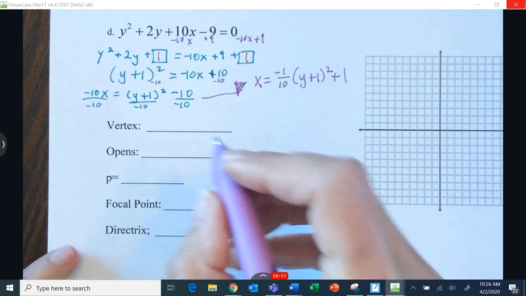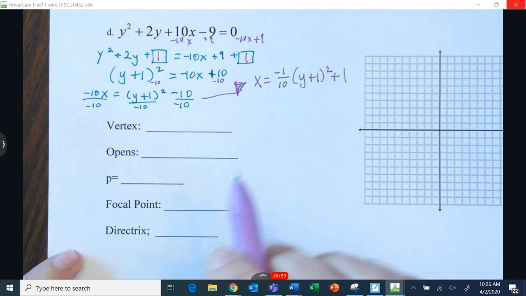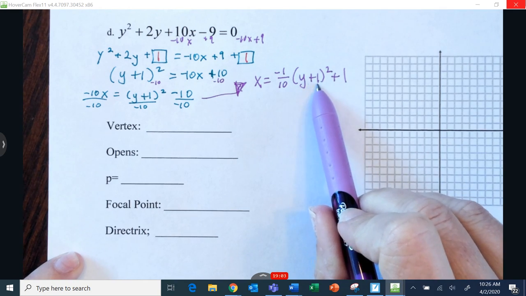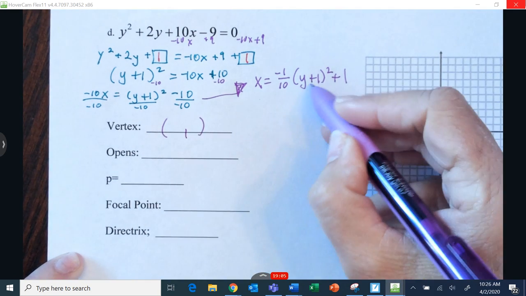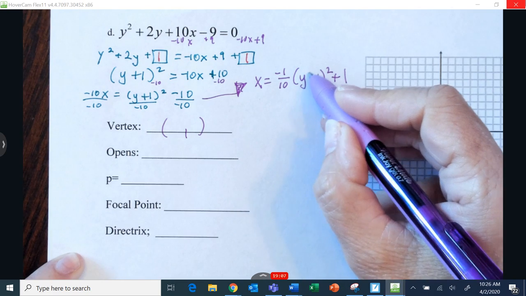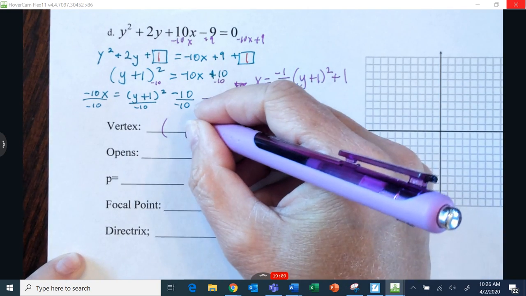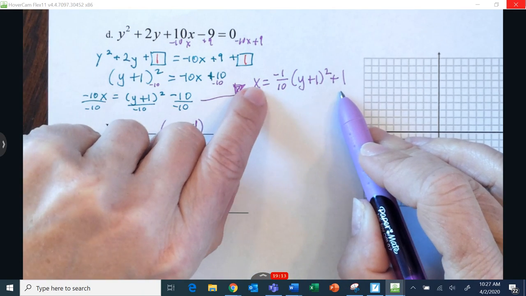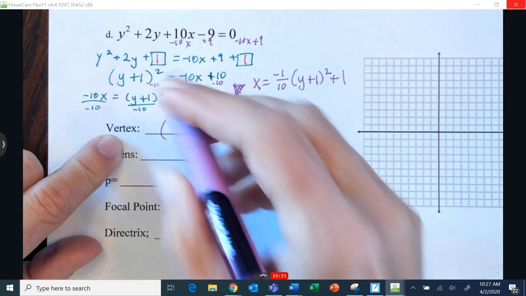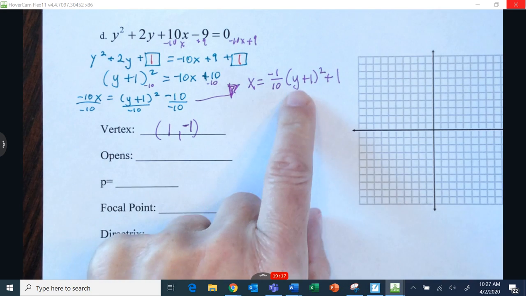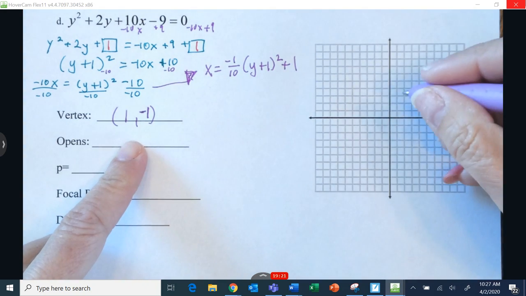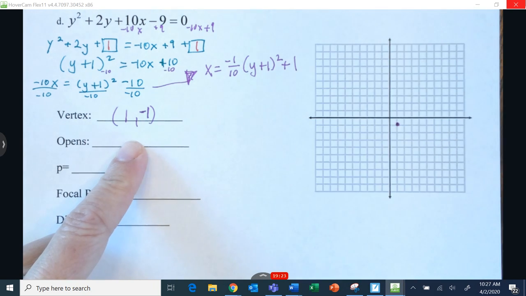So our vertex, here's where we've got to be careful. When it's in this form, the thing with the y is the y part of the vertex. So this has to be opposite, has to be negative 1. And then the number on the outside is the x, so that's going to be positive 1. If we're not careful, we don't take our time, it's possible we get this backwards. Negative 1 is the y of the vertex.